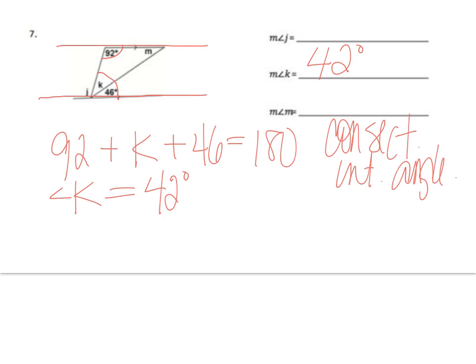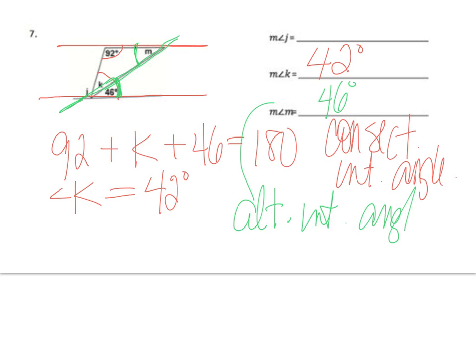Angle M. So let's look at this transversal right here. With angle K, we looked at this transversal right here. With angle M, let's look at that one. But I need to erase what I just drew. There we go. So we have here and there alternate interiors. So angle M is 46 degrees because of alternate interior angles.